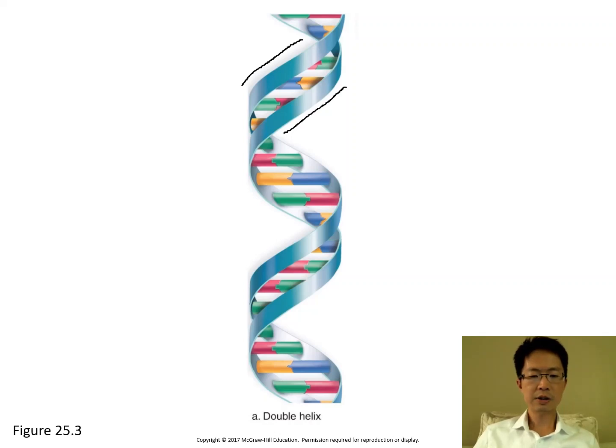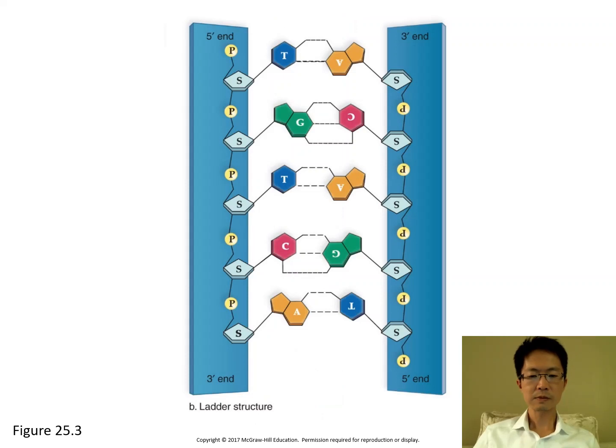But you see this colorful part, the stairs, it's like a twisted ladder. The colorful steps or colorful staircase are the bases, and they are connected by hydrogen bonds. When we untwist the DNA double helix, we will get a ladder structure. Now it is very clear.